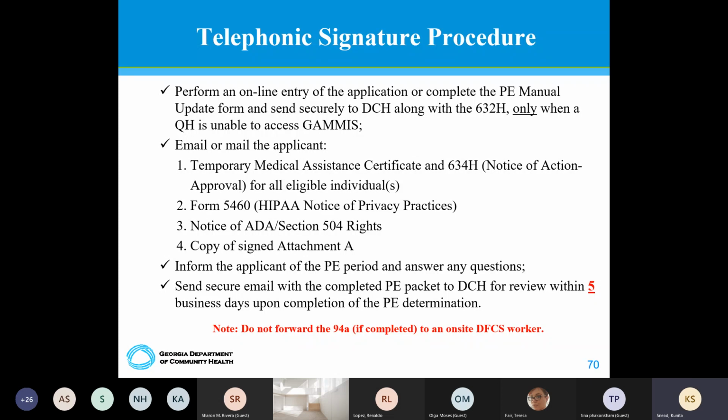A copy of the 5460. And remember, on the signature page for the telephonic signature process, you're going to write either mail to applicant or email to applicant. A copy of the ADA Section 504 rights, and then a copy of that attachment A to let them know that you signed on their behalf. Inform them of their PE period time and answer any questions. And within 5 business days, you're going to email your PE packet to DCH.